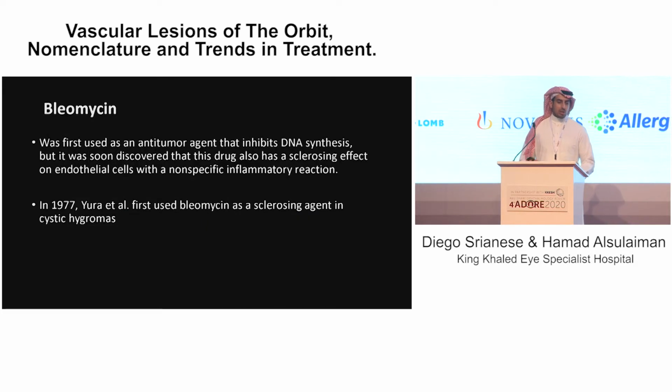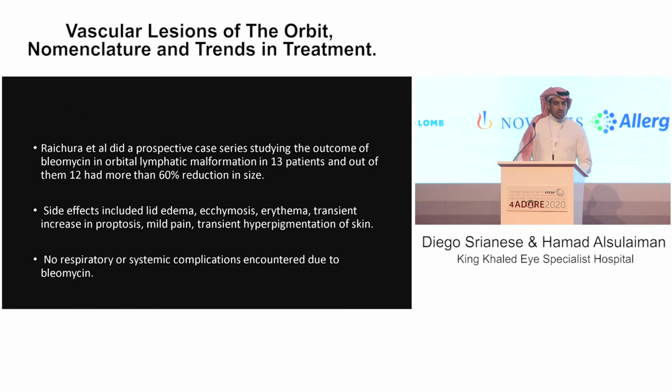Bleomycin was first used as an anti-tumor agent. It inhibits DNA synthesis, but later it was discovered that it has a sclerosing effect on the endothelial cells, and it was first used as a sclerosing agent in 1977 by Yura. A study done by Rishora, which was a prospective case series, looked at the outcome of bleomycin for orbital lymphatic malformation in 13 patients. Out of them, 12 had more than 60% reduction. Side effects were minimal and transient. There were no respiratory or systemic complications.